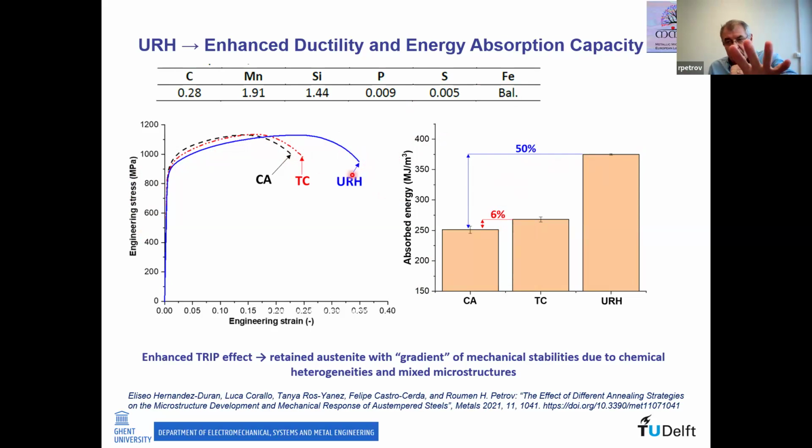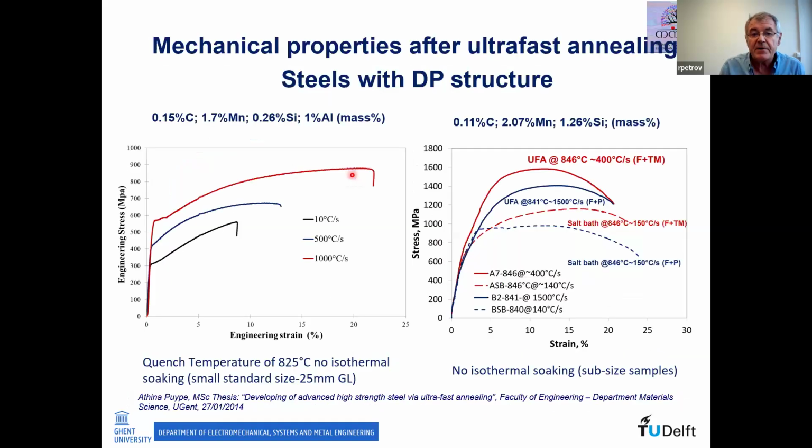This is about TRIP steel. I went into details here. Now I'll move a little bit more to other types of steels. We did these experiments on DP structures, and the effect on the mechanical properties is again the same, after heating with 10 degrees per second, 500 per second, and 1000 per second.